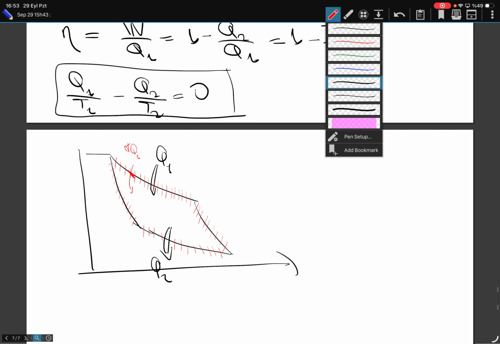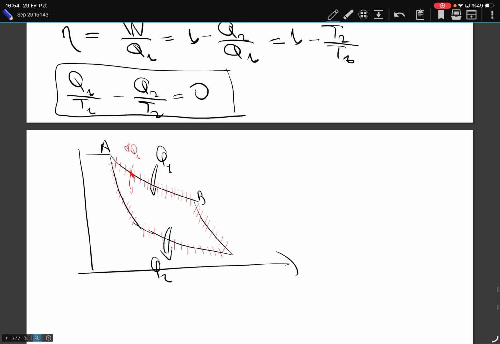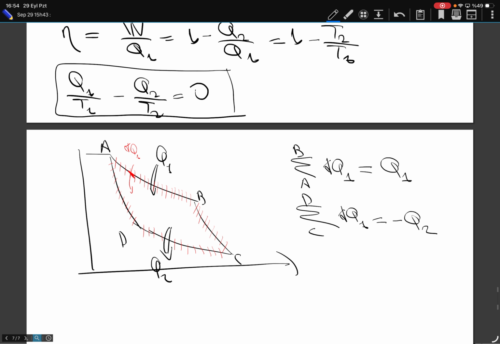Now remember, let me also label these points. If I sum dQ1 as I go from A to B, that will be the total heat taken by the system. So this is Q1. If I sum as I go from C to D, this is minus Q2, minus because Q2 is the heat given out of the system, whereas dQ, sorry, not 1. Let me ignore the 1.